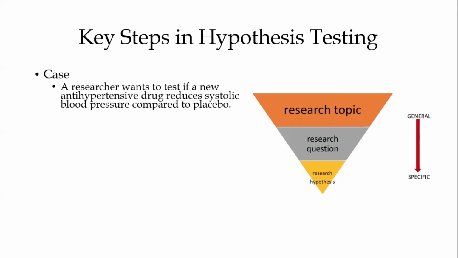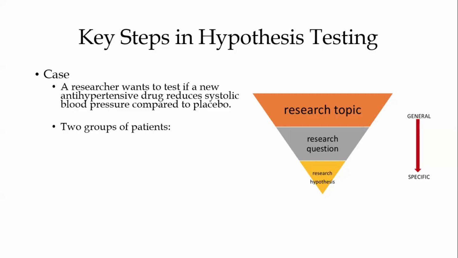So this is the case that we are going to use throughout our discussion. We have a researcher who wants to test if a new drug that is an antihypertensive reduces systolic blood pressure. Let's compare it to a placebo. Let's say it's just a new drug that has been developed. We first want to see whether it works relative to placebo before we introduce it to the market, where we now compare it with existing drugs.